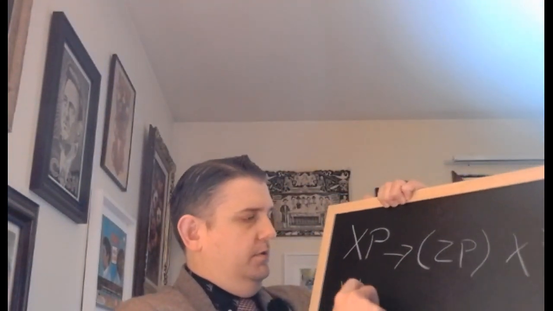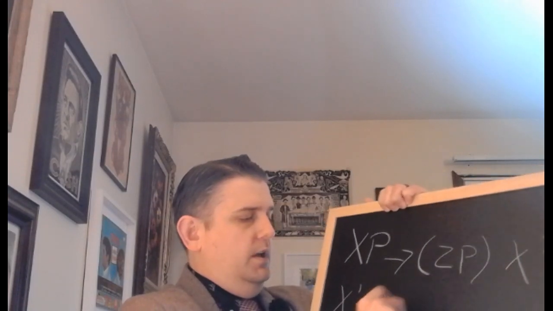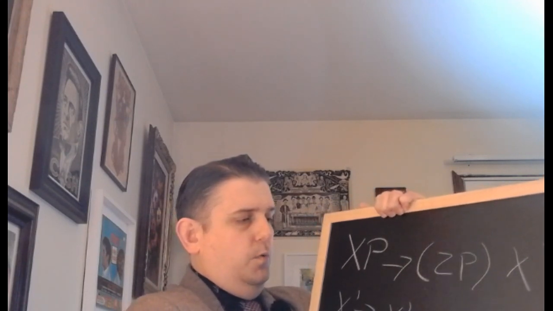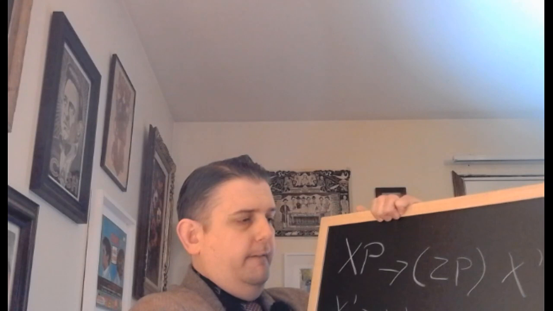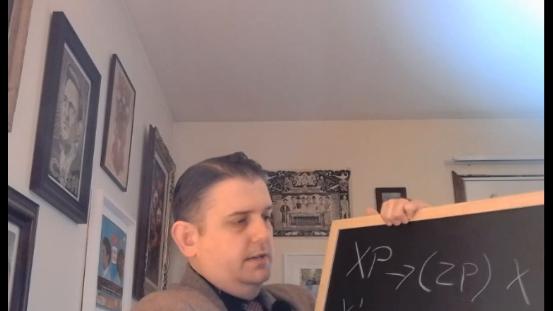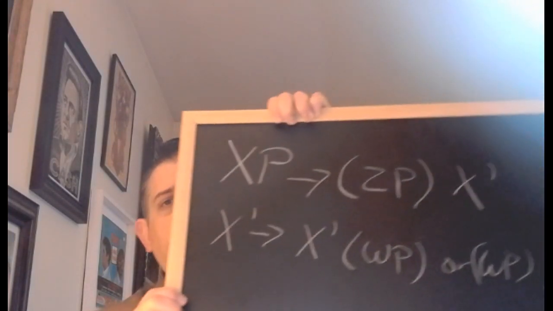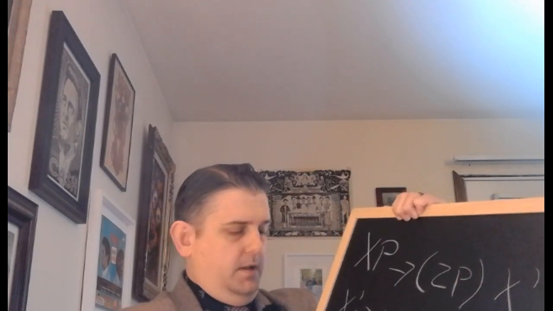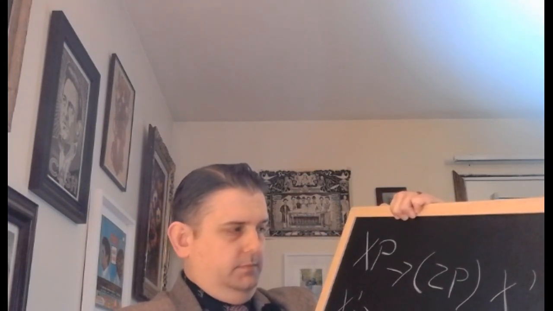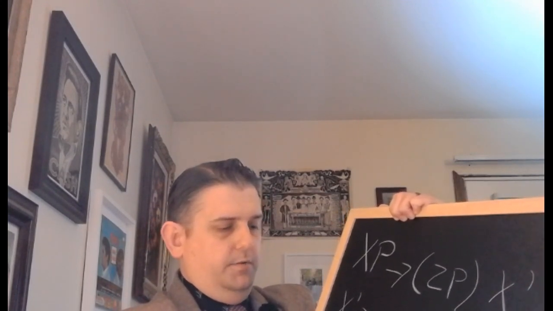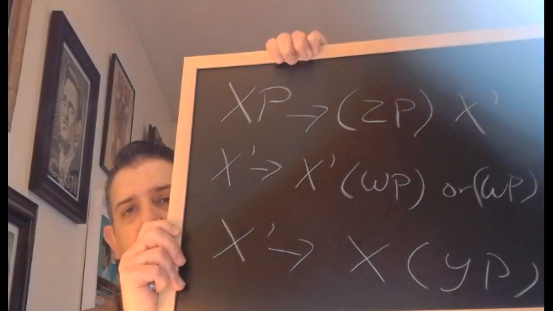We have our adjunct rule, which in English comes in two forms. An Xbar goes to an Xbar followed by a WP, or a WP followed by an Xbar. And then finally, our complement rule, which in English says that an Xbar goes to an X followed by an optional YP, like so.